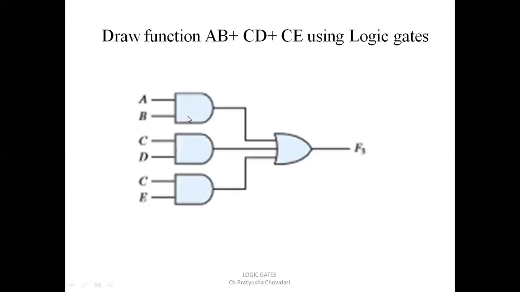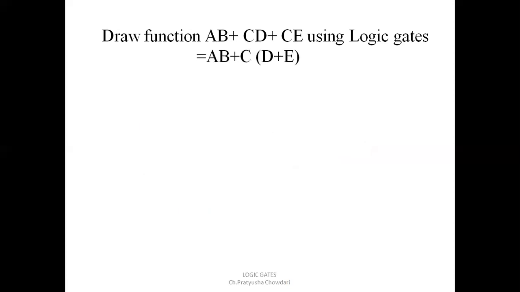AB is going to be yielded by using an AND gate, CD with another AND gate, and CE with the help of another AND gate. All three product terms are ORed together to get the output. If you do not have a 3-input OR gate, you can also use two 2-input OR gates, performing OR operation between two product terms and then ORing the result with the third. That is how you can realize this expression.